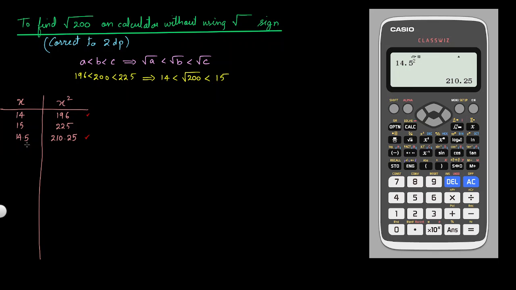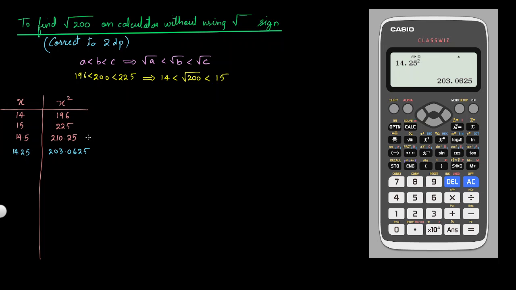So what is (14.5 plus 14) divided by 2? It will be 14.25. We verify that with the calculator. So I'll try 14.25 and take the square of that now. 14.25 squared gives me 203.0625.